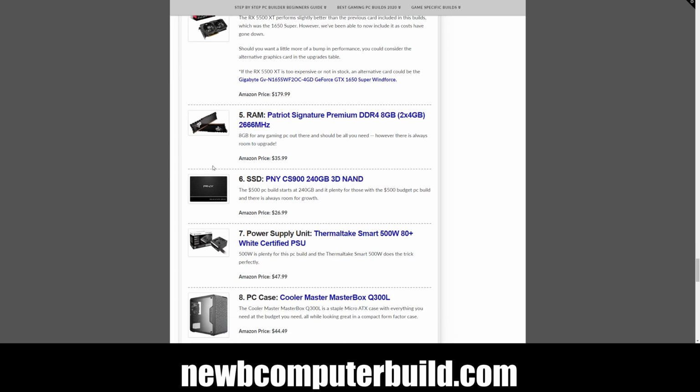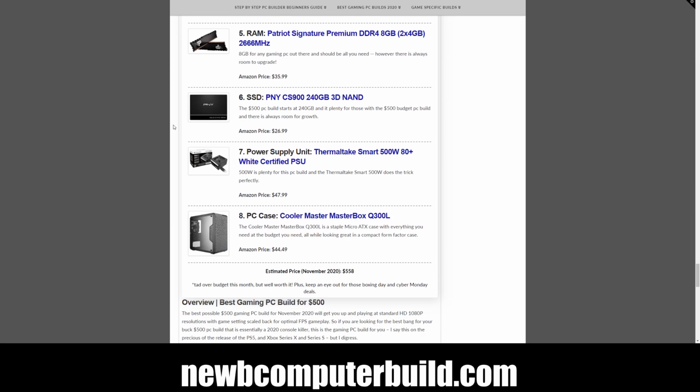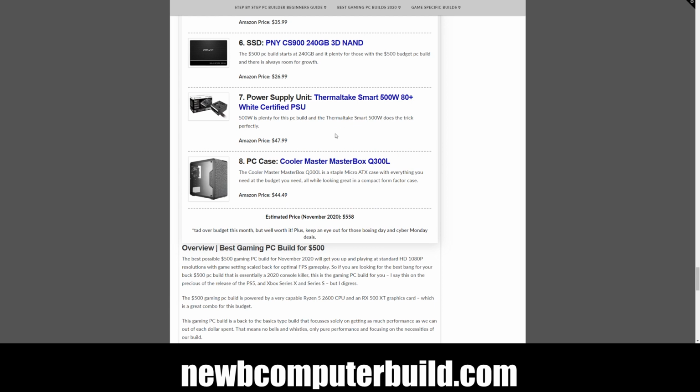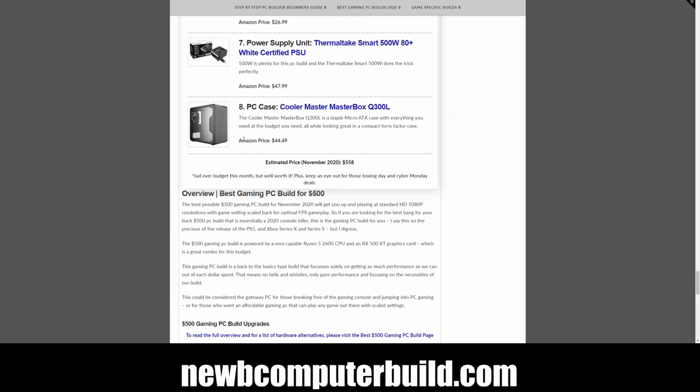Then the memory we have is the Patriot Signature Premium DDR4 8GB kit, $35.99. We have a SATA SSD for this one. This is the PNY CS900 240GB SSD at $26.99. The power supply, Thermaltake Smart 500, $47.99. And then the case again is the Cooler Master Masterbox Q300L at $44.49. And this does come in, again, I know some of these builds are coming in a bit overpriced, but it's because of some of the things going on with the hardware being kind of all over the place in terms of cost. But this is at $558, and well worth it. So do keep an eye out for some of those sales coming up this month too, to kind of dwindle that price down a bit.